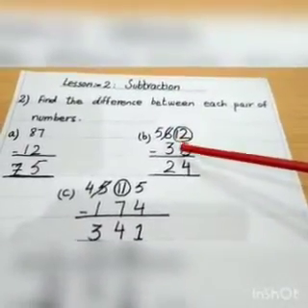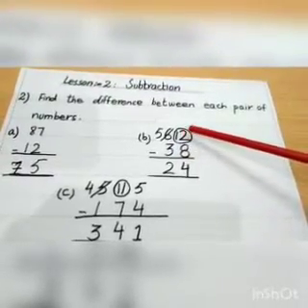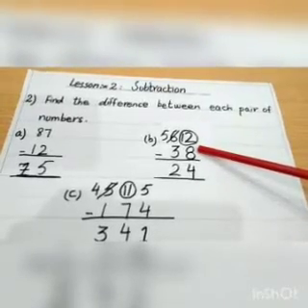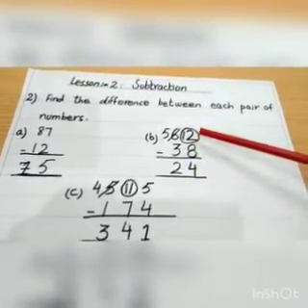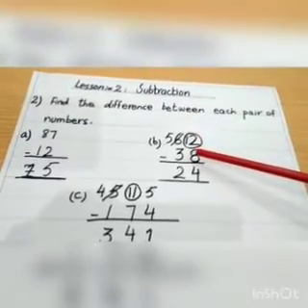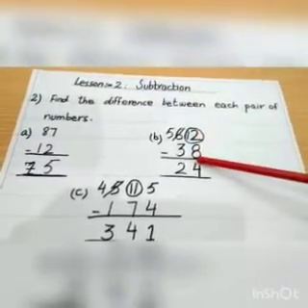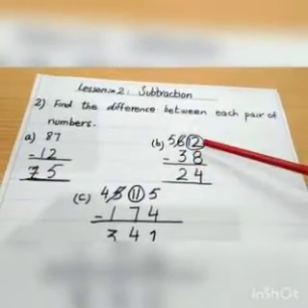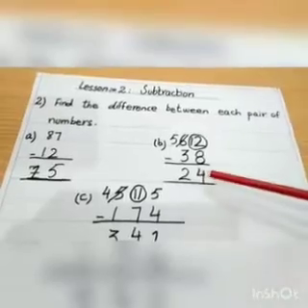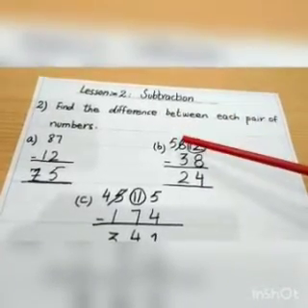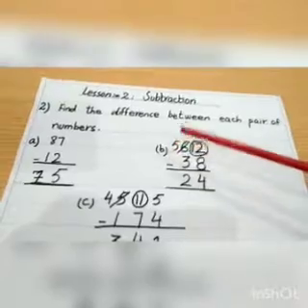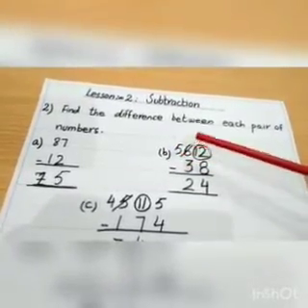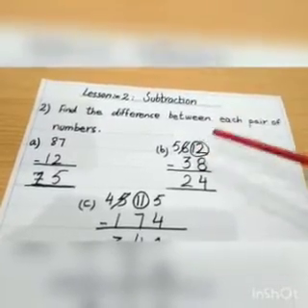Part B, you can see 62 minus 38. The subtrahend is bigger than the minuend. In the ones place you can see 2 and 8. 2 minus 8, you can't subtract. We need to borrow from 6. Give me one of your tens so I can be 12.